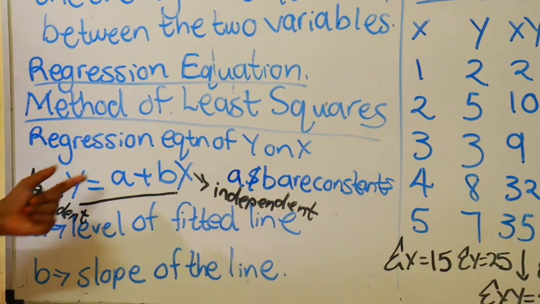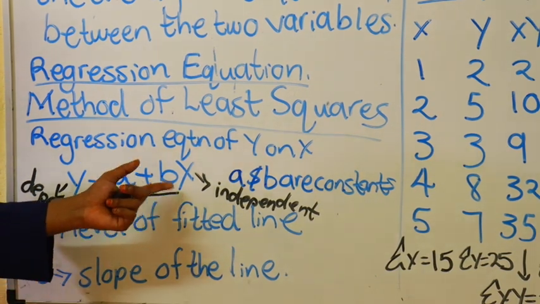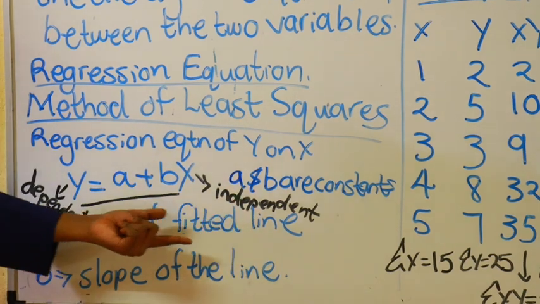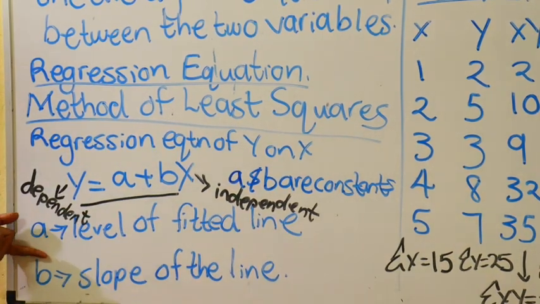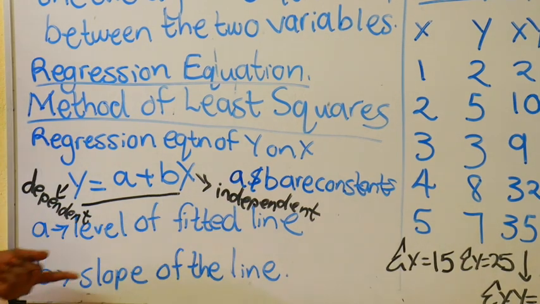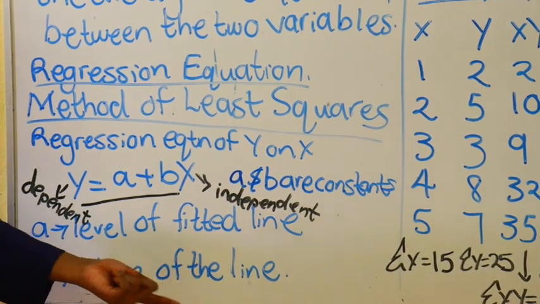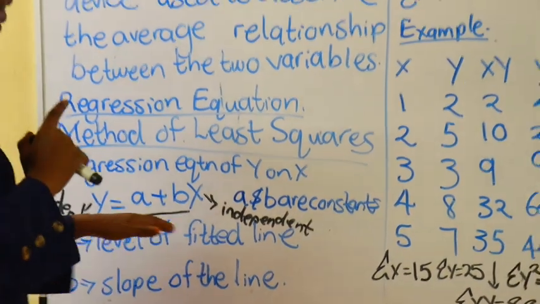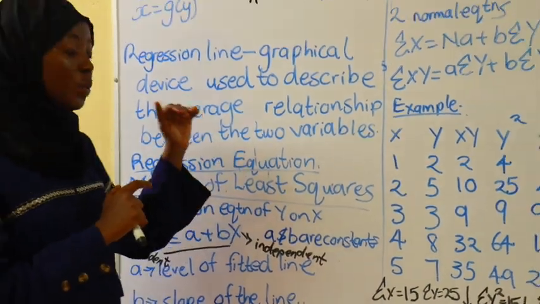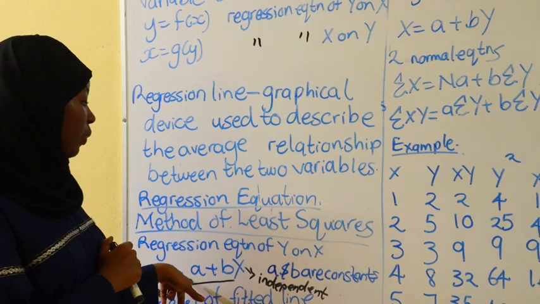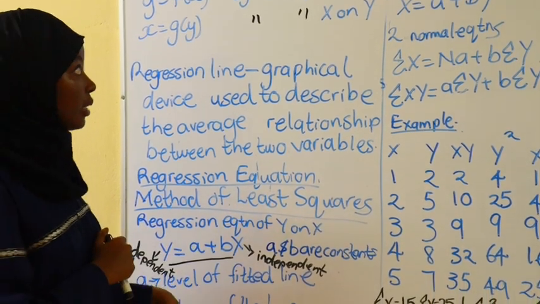So when you are doing the regression equation of y on x, y is equal to a plus bx. Y is the dependent variable, a and b are constants that you need to calculate, and x is the independent variable. Here a is the level of the fitted line, and b gives you the slope of the line. So before you go into it, you should know how the regression equation is supposed to look. Y on x looks like y is equal to a plus bx.